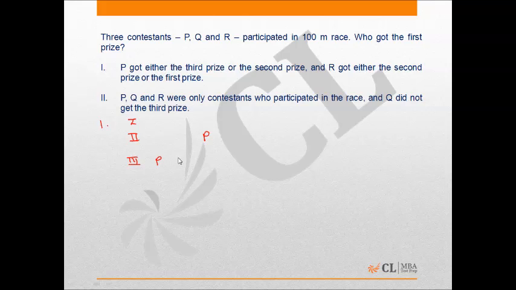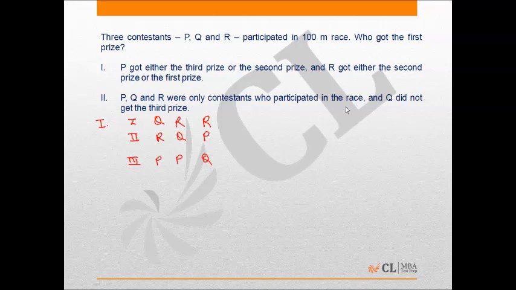So we have two cases for this. R got either the second or the first, and in this case R cannot get second, so R will get first and Q will fit in here. So using statement 1 I have three possibilities. So who got the first prize? I am not sure. It could be Q or R. Statement 2 alone gives you P, Q, R were the only contestants who participated in the race and Q did not get the third prize.